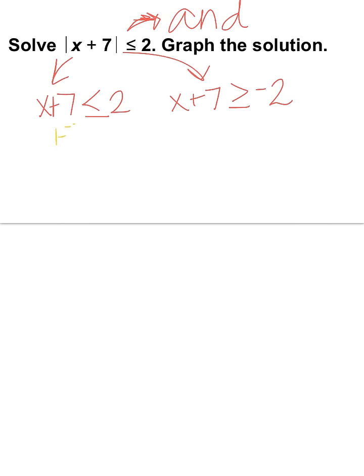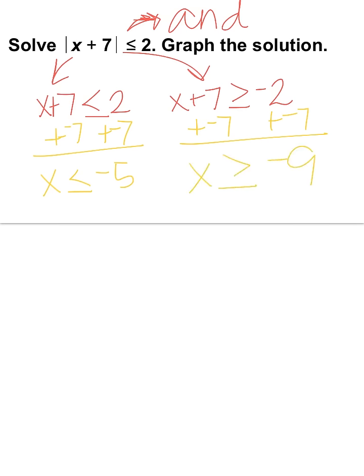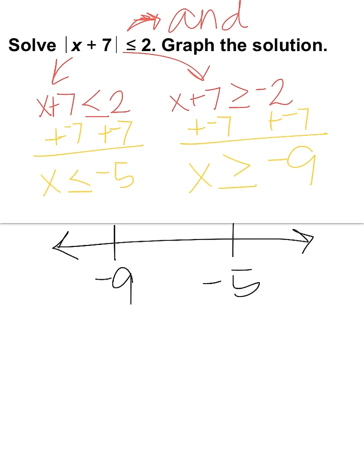And now I'm going to start solving. So I'm going to add a negative 7 to both sides. So I get x is less than or equal to negative 5 for the one on the left. And when I do it to the one on the right, I get x is greater than or equal to negative 9. So now I'm going to graph because I know it's an AND. So I put negative 9 first and negative 5.